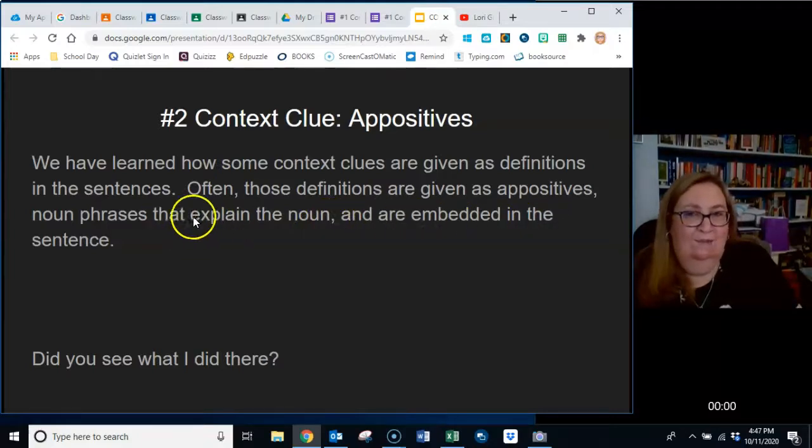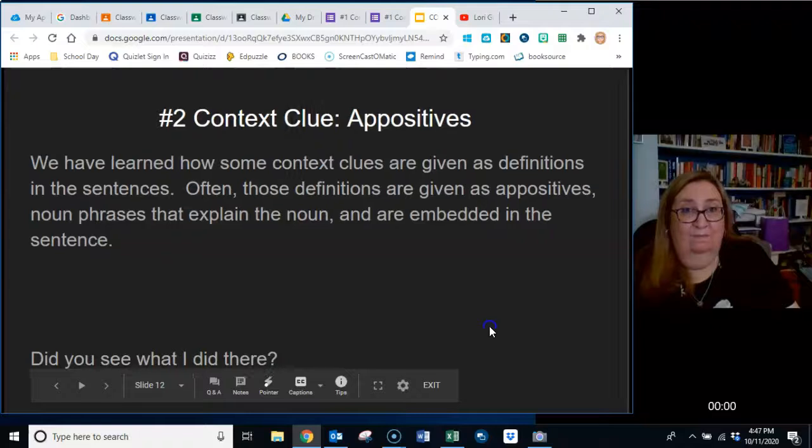So I could read the sentence without this part in between the commas, then it would make sense. Often, those definitions are given as appositives and are embedded in the sentence. But this is the part that gives you the definition. An appositive is a noun phrase that explains the noun.